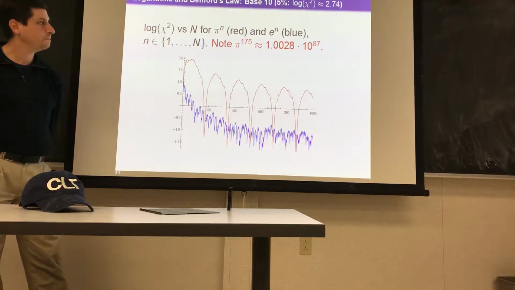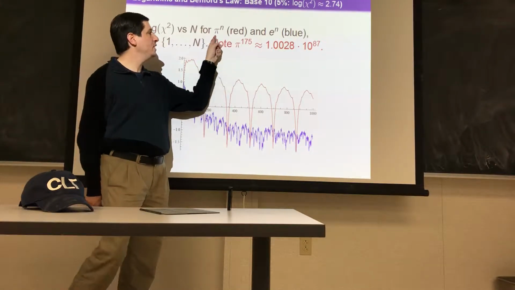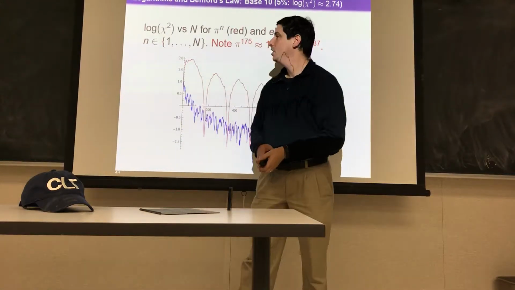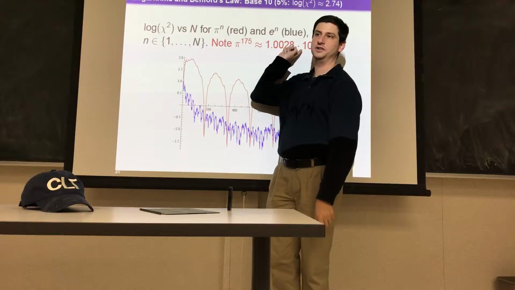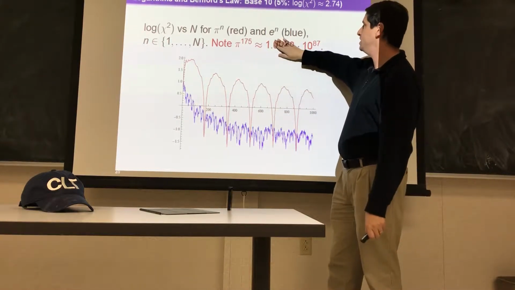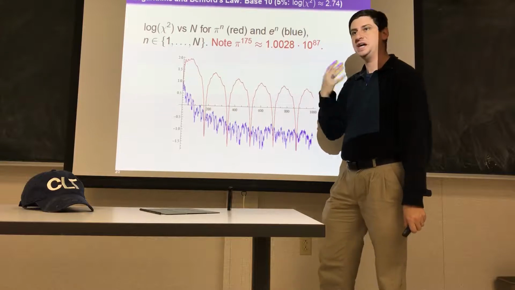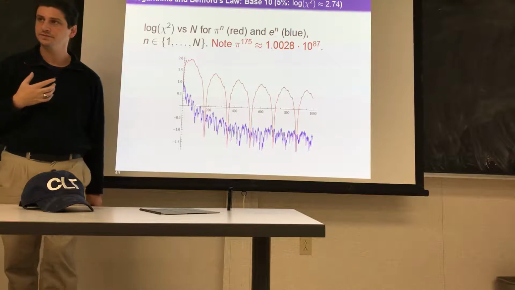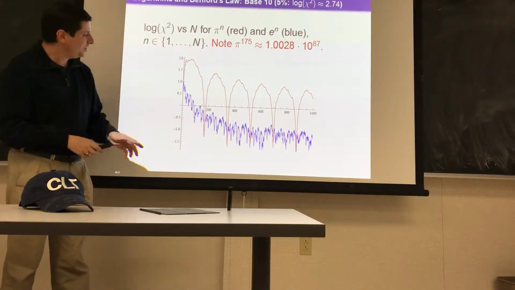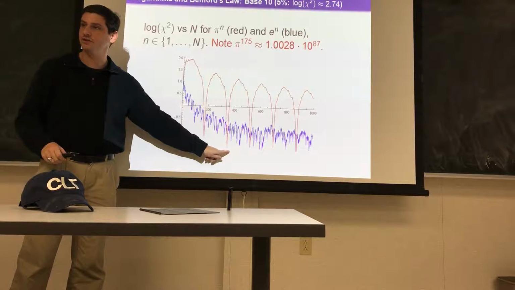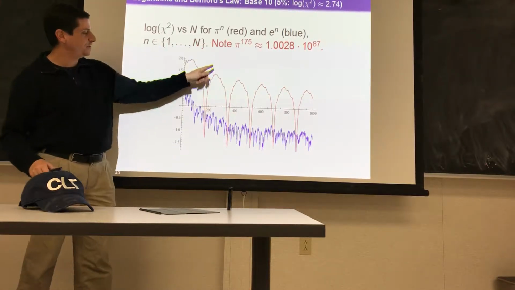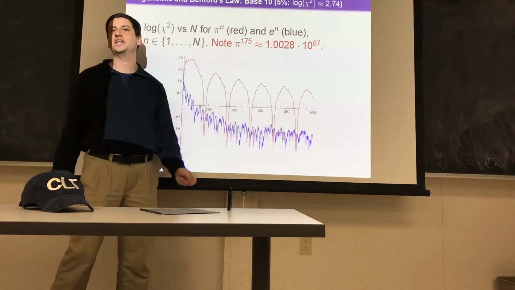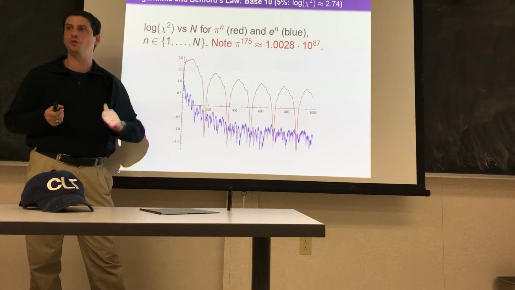Why are we noting that? Because every time we increase n by 175, we almost return to the number we started with, just 87 zeros at the end. If pi to the 175 just equaled 10 to the 87, we would just be adding 87 zeros at the end. That explains why you have this periodic behavior. Because we're not quite there, that's why things are getting a little bit better, and that's why the amplitude is getting a little bit smaller.